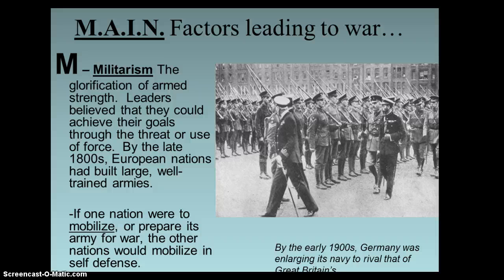It's the idea that you can bully other nations, if you wanted to, through the size of your military. By the late 1800s, because remember, this war will break out in the early 20th century, the early 1900s, these nations in Europe had developed massive armies. And if one nation were to mobilize, that's one of your vocabulary words, which means to prepare its army for war, it forces its other neighbors, or its other rivals, to mobilize their troops as well, simply in self-defense. And we'll see later on that this has a chain reaction at the outbreak of the war.